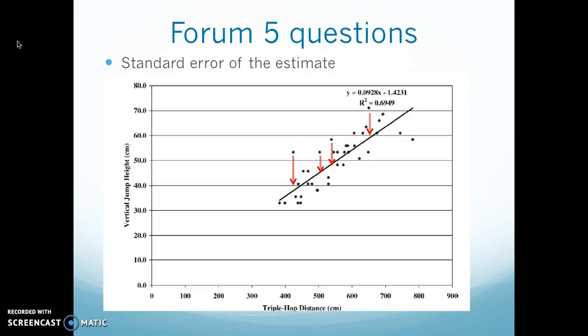So the standard error of the estimate is basically the standard deviation of this error. It tells us about the dispersion of all the actual y's as a whole from the regression line. The greater the dispersion of the data points from the regression line, the higher the standard error of the estimate.